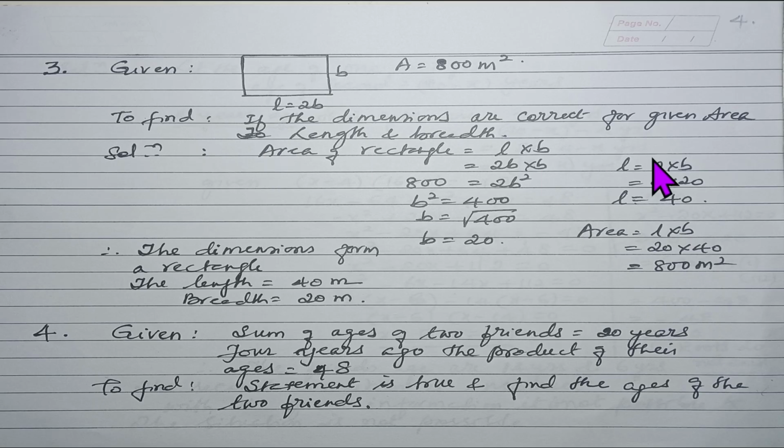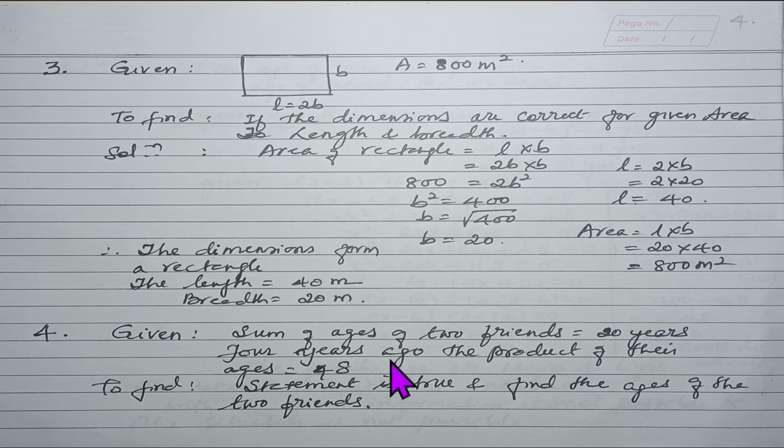So this statement is correct, what is given is correct, and therefore this is 100% a correct example, and it is true that the dimensions of the rectangle are a length of 40 meters and a breadth of 20 meters. So the given conditions are true, and we can say that the rectangle exists and the dimensions are 40 meters and 20 meters.